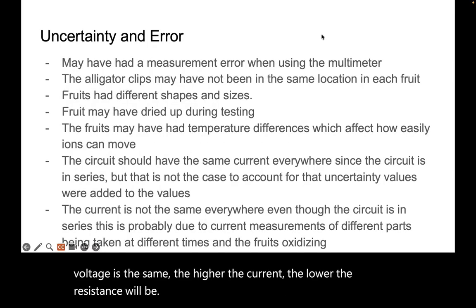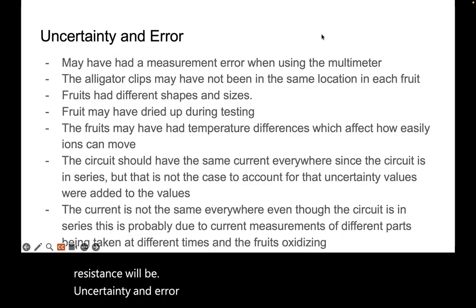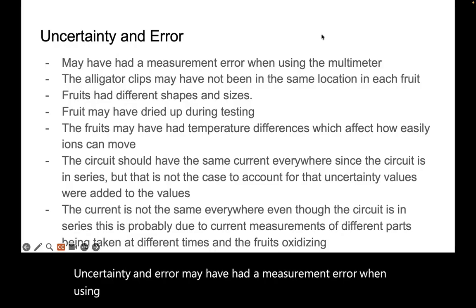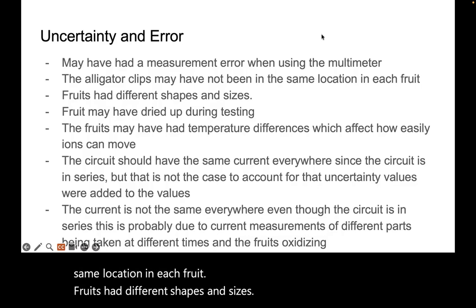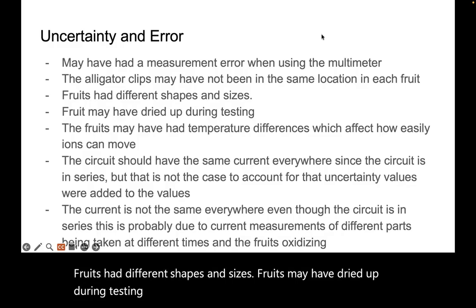Uncertainty and error. May have had a measurement error when using the multimeter. The alligator clips may have not been in the same location in each fruit. Fruits had different shapes and sizes. Fruits may have dried up during testing. The fruits may have had temperature differences which affect how easily ions can move.